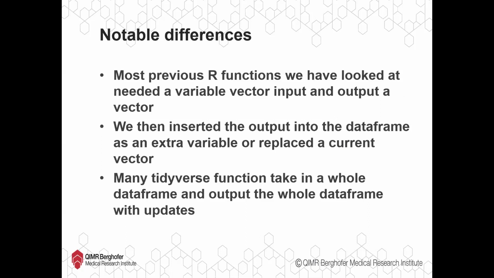So as I was saying previously, a lot of the previous functions had vector variable input, and they outputted a vector. So when we were changing a variable in a data set, we would give that variable to the function, we would change that variable, and then we'd have to override that variable in the data set. Or we made it a new variable in the data set.